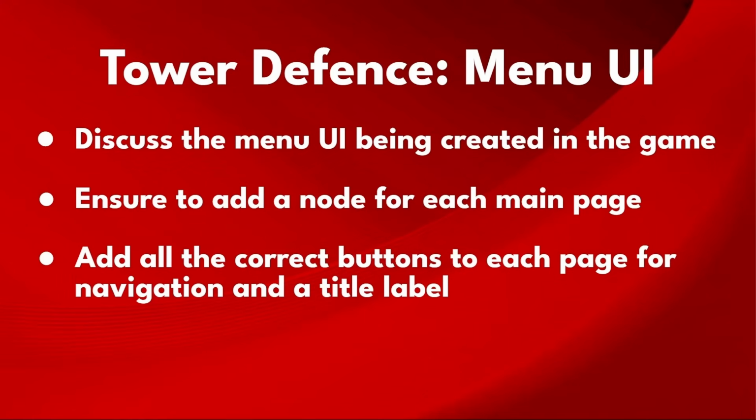Alright, so in this section, we're going to get started creating the menu UI for our game. First thing we'll do is discuss each menu page being created in the game. We'll then ensure to add a node for each main page. After that, we'll go ahead and add some buttons and also some title labels for each page. Now let's go ahead and jump right in.